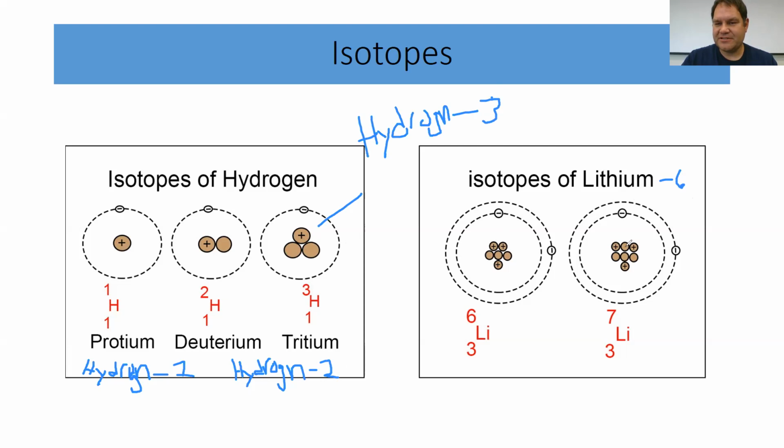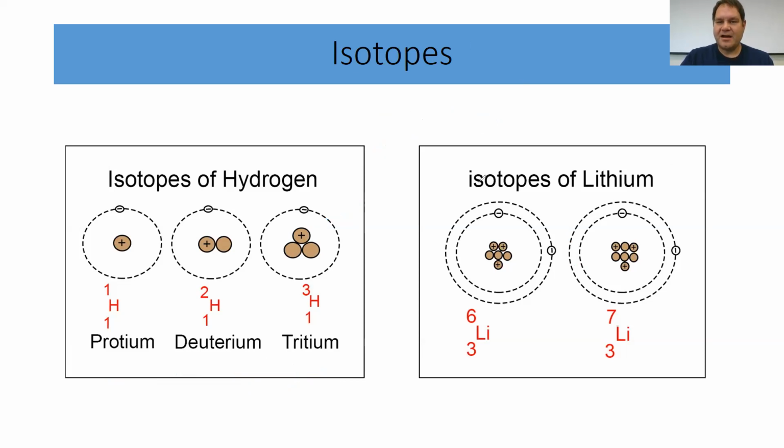Or in this one, it's 1, 2, 3, 4, 5, 6, 7. So here, we would actually have to put 7. Okay, so lithium-7 to represent this one there. So I hope this is making sense about what an isotope is, how we can identify an isotope by its having the same number of protons but a different number of neutrons, and that does result in a different mass number. Okay. All right.